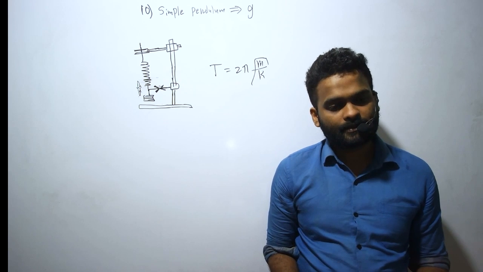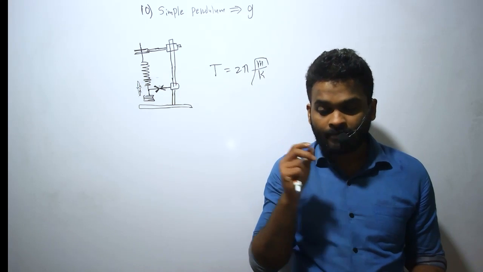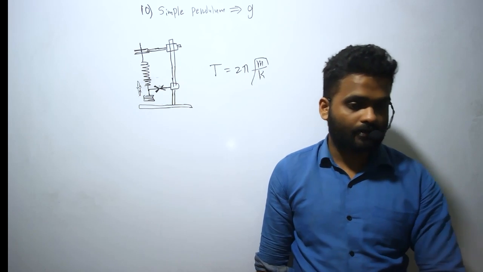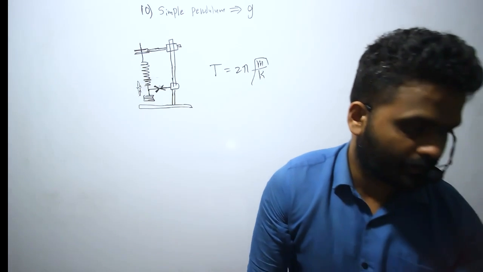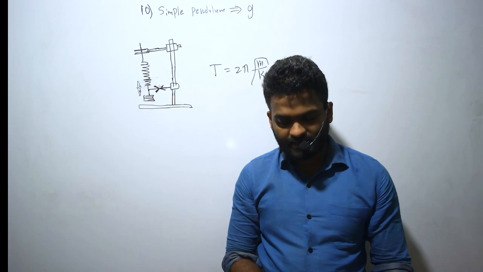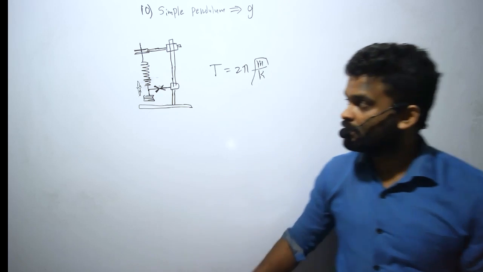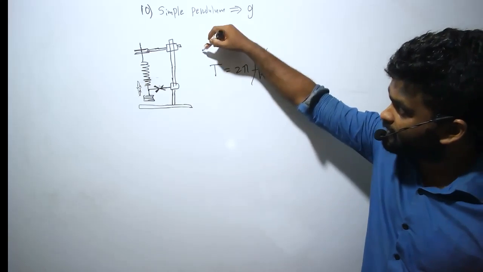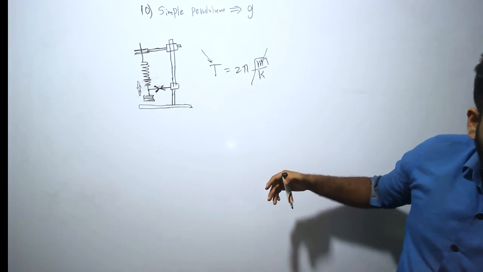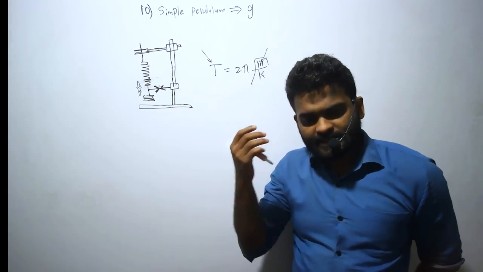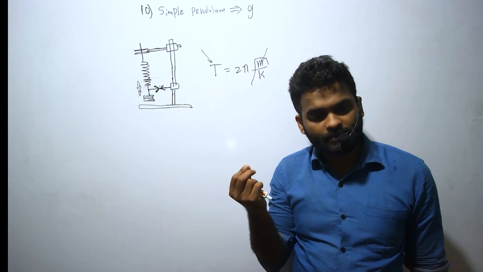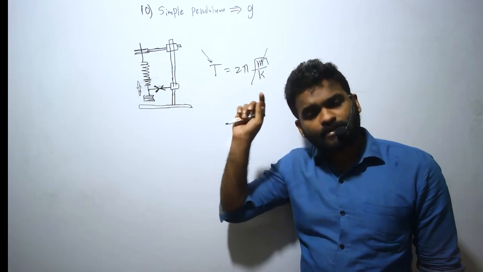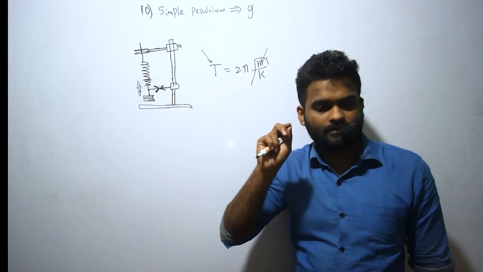So if you read, you can take this equation down. If you read the title carefully, what do you say? Verification of the relationship between the mass of a body, that is m, and time period. So the target of this experiment is what? To say that this equation is right, correct?